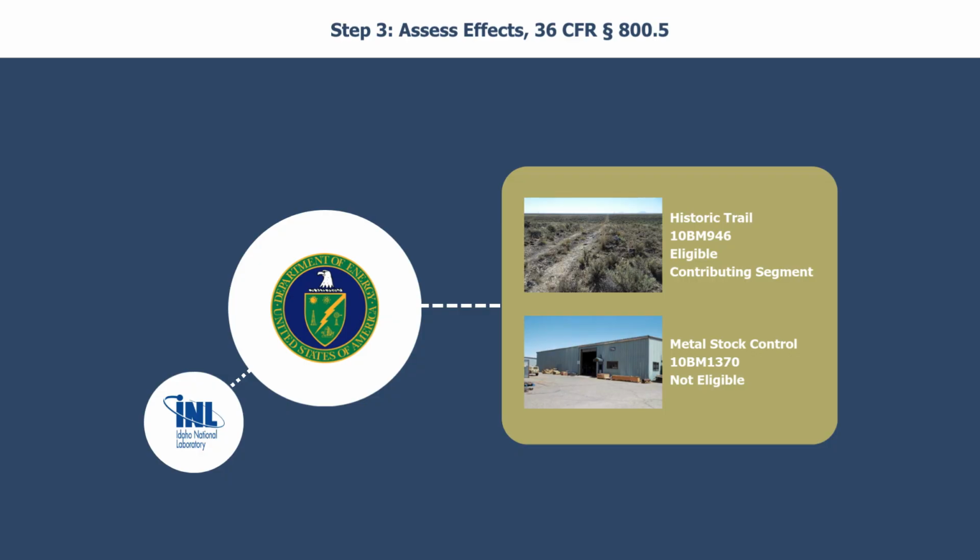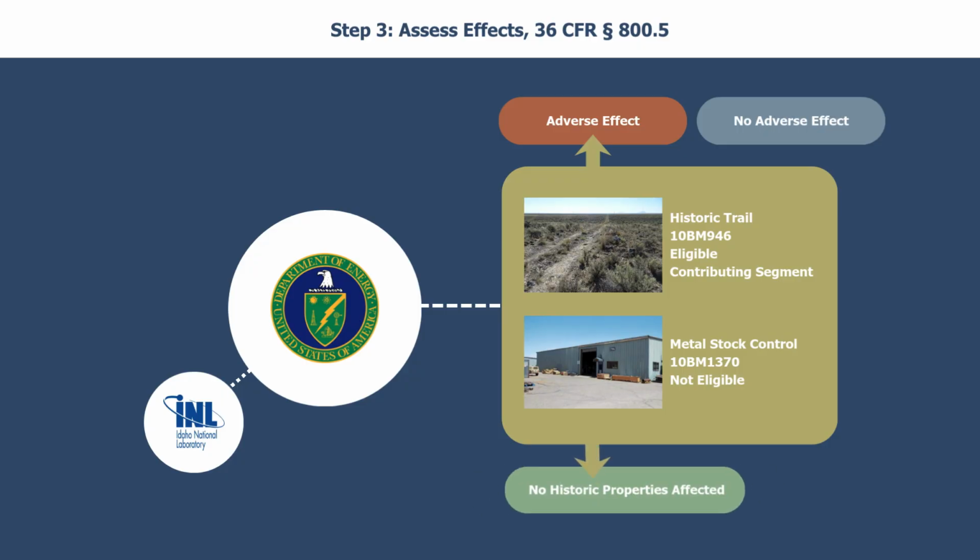There are 3 effect findings: an adverse effect, when at least one historic property will be negatively impacted; a no adverse effect, when historic properties will not be adversely impacted; and a no historic properties affected or no effect finding, when either the properties are not eligible for the NRHP, or when no historic properties present in the project area will be affected by the project.